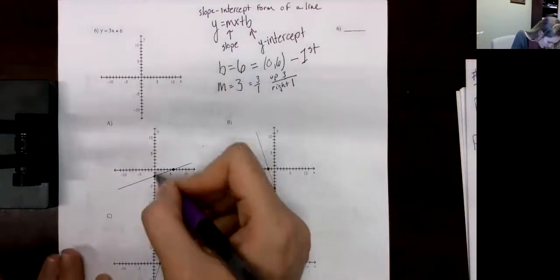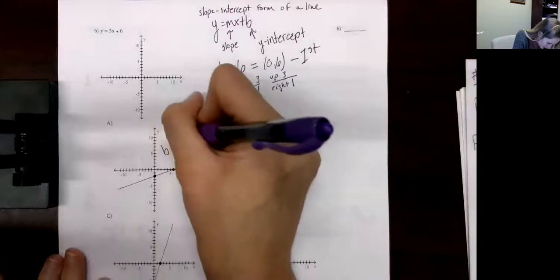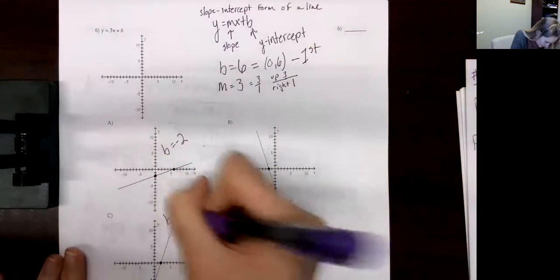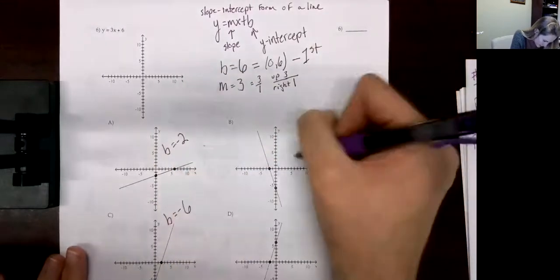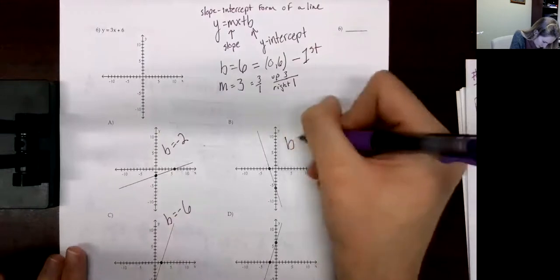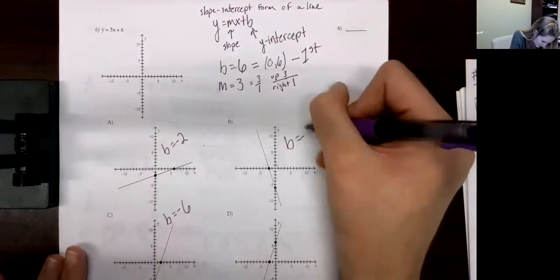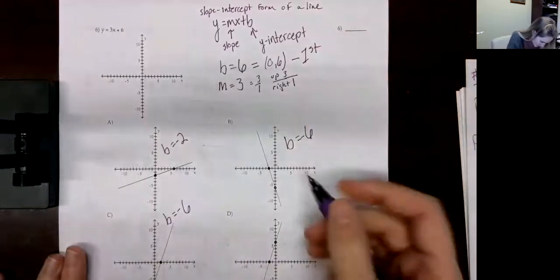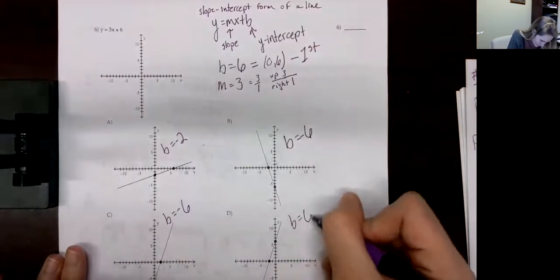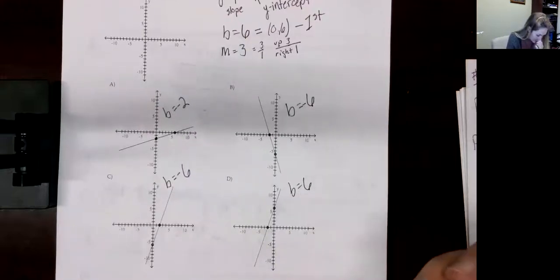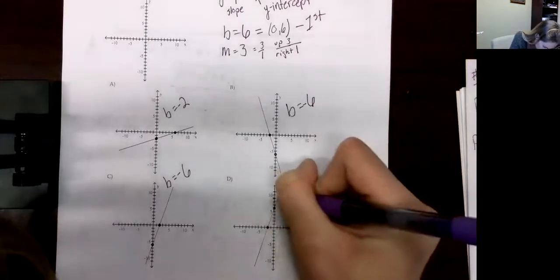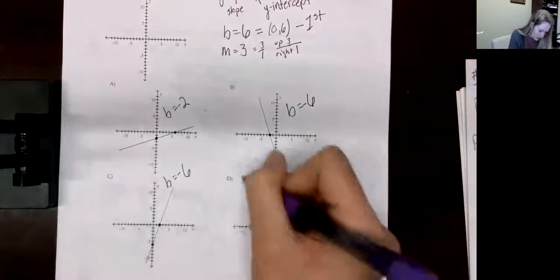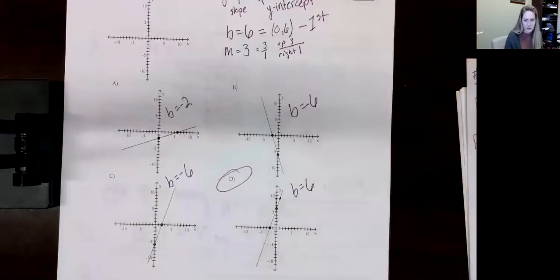This one's y-intercept is negative 2. This one's y-intercept is negative 6. This one's y-intercept is negative 6 as well. And this one's y-intercept is positive 6. So I guess really on this one, you only have to find that y-intercept. And then if I wanted to graph my slope from this point, I'd go 1, 2, 3, and right 1. That point is on there. So D is my graph.